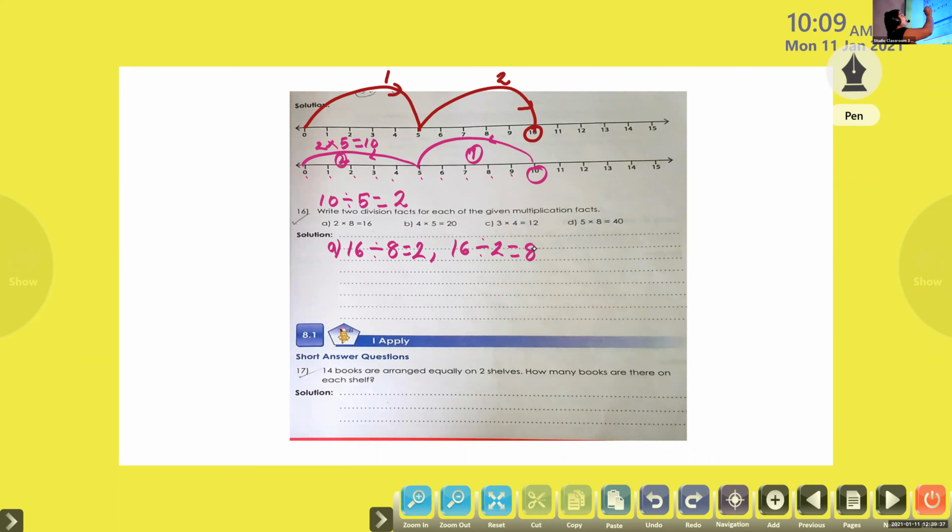B, C, D. You have to do as homework. Very easy. So you can do as a homework. Yes, ma'am. Will you all do? Yes, ma'am. Okay. Next question.